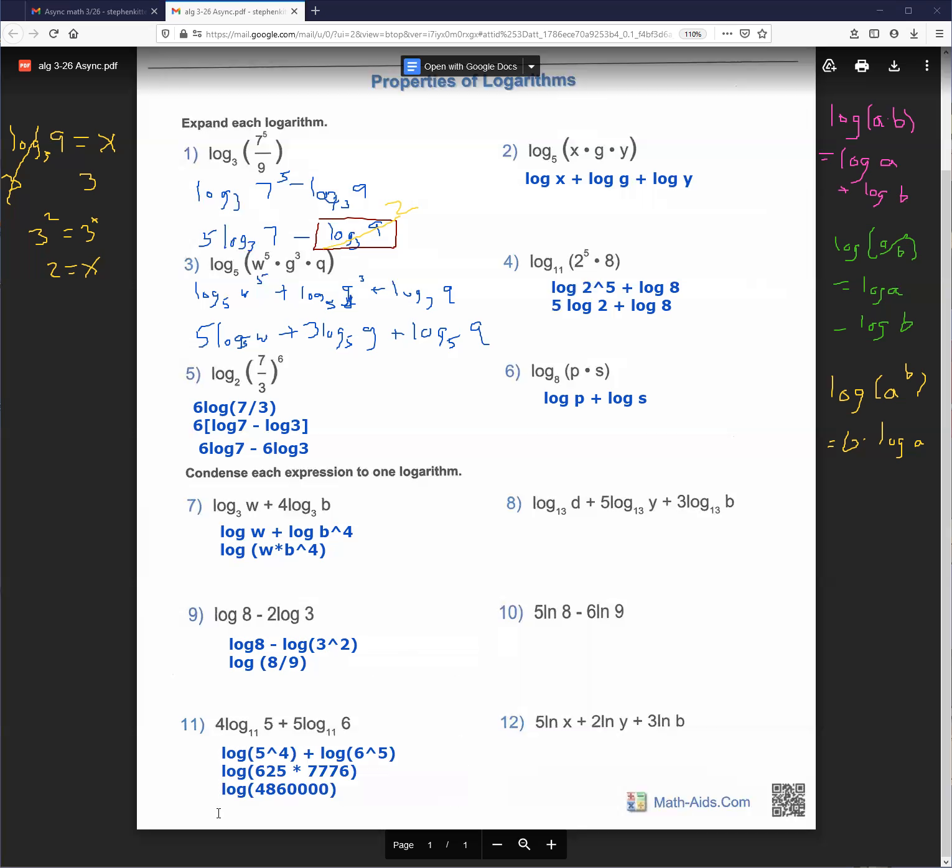It's possible your teacher might have just wanted an answer of 5 to the fourth times 6 to the fifth. That is a perfectly valid answer as well, but typically when you have numbers, you're going to simplify them. All right, number 8, we have to do a little more work. Well, sort of. We're going to bring powers inside.